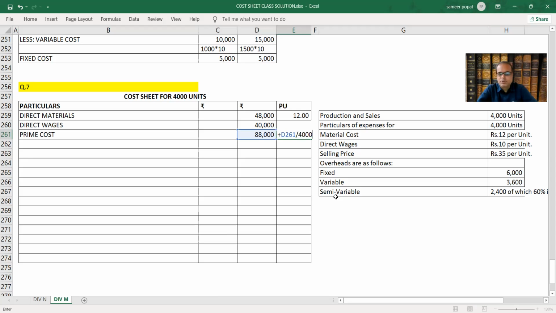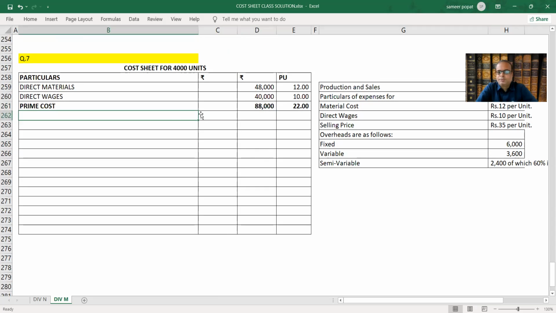If I divide it by 4,000, I will get per unit 22, or else you can take the total 12 plus 10 equal to 22. In both ways, you will get the same answer. So this is prime cost. Now, selling price is given, overhead is given. They have not given the breakup of overhead in factory, in office, in selling and distribution. They are simply given as one single amount of overhead. And the overhead comprises of fixed, variable, and semi-variable. So that is the information given to us.